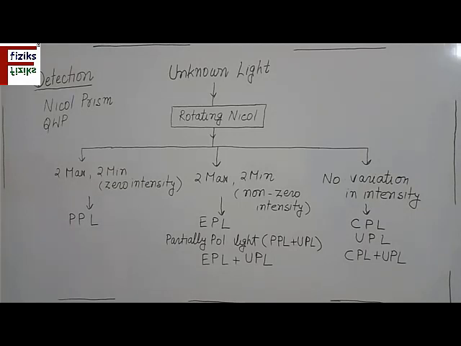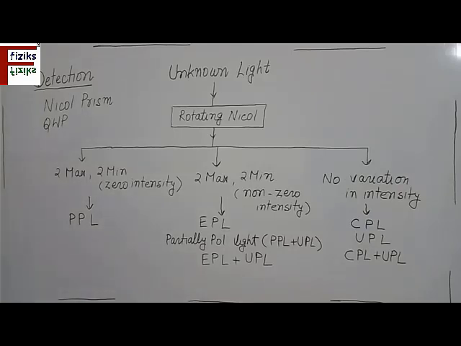In the first step, the unknown light for which we want to find out the polarization is passed through a rotating Nicol. When this light is passed through the rotating Nicol, then on the emergent side we can have three possibilities. In the first possibility, we can have two maxima and two minima with zero intensity. So in this case, there is only one possibility, that is PPL, plane polarized light.